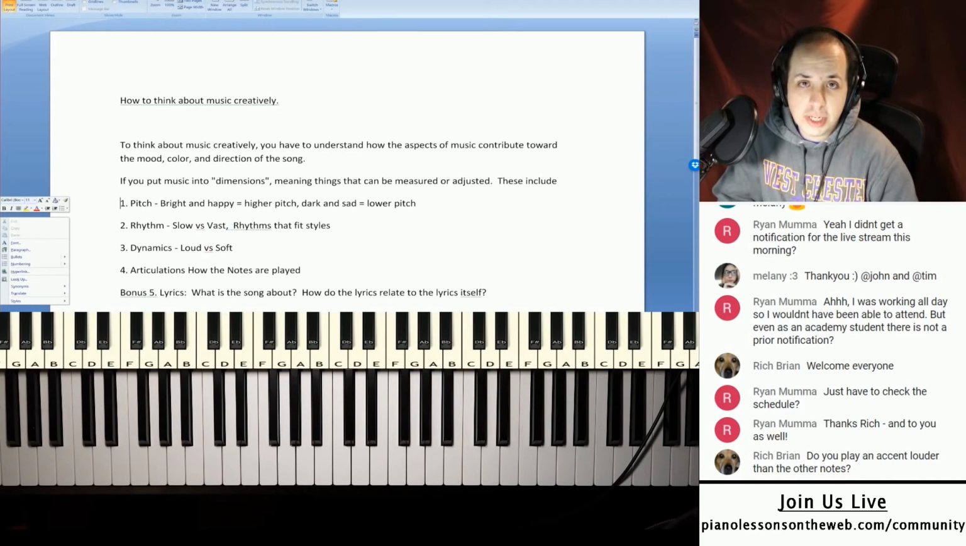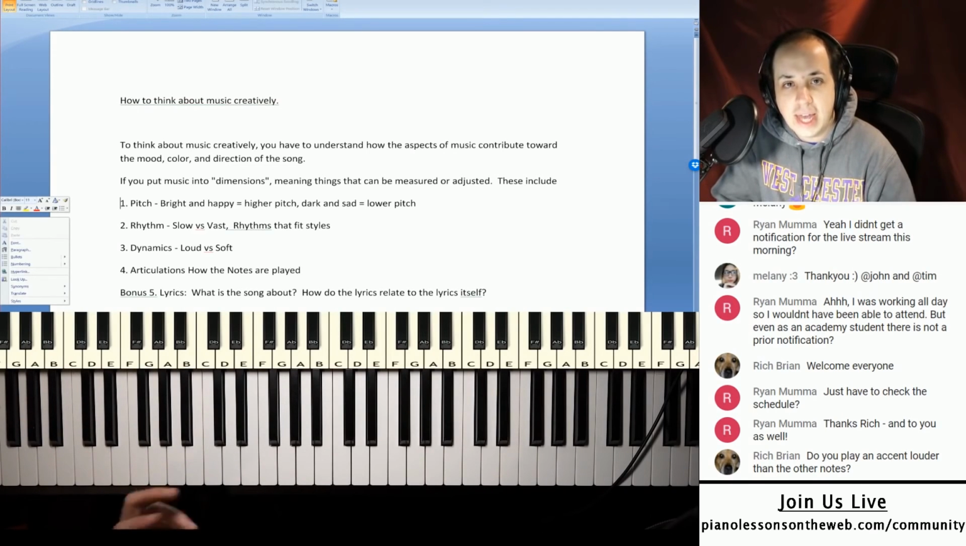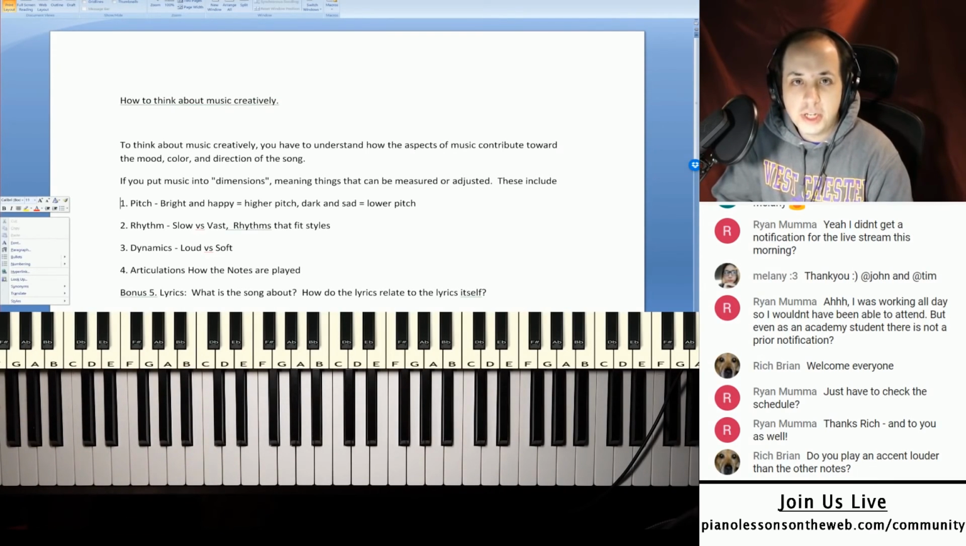Okay, a bonus one, and a very important one, especially with modern music, is lyrics. How do the lyrics contribute towards the feel of the song, or what the song is about? Look at the lyrics of a song and think about what these lyrics mean. What does the song mean? And how does that meaning also match with the pitch, rhythm, and all the other things we talked about today, the dynamics, things like that? How do these things all come together to make a story?